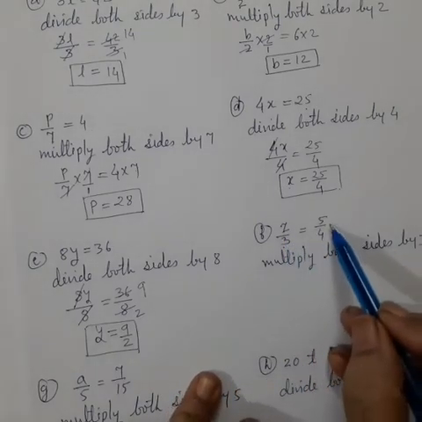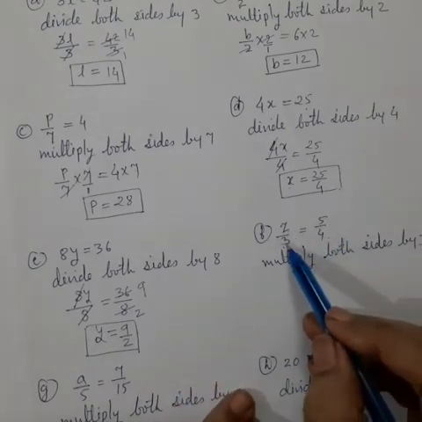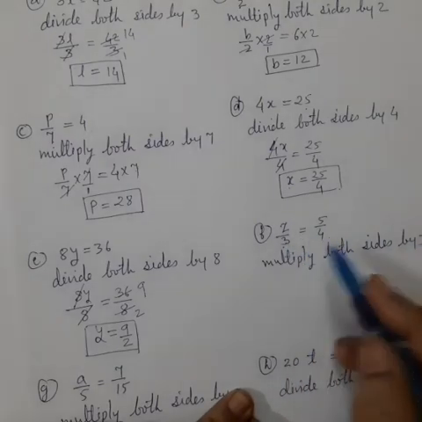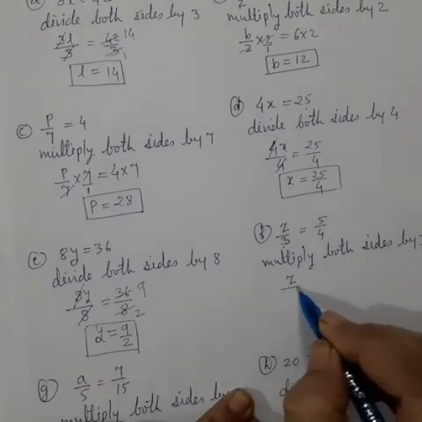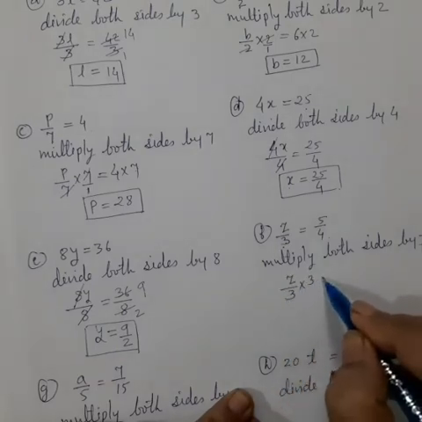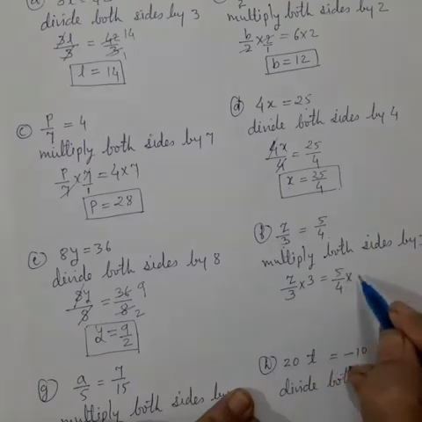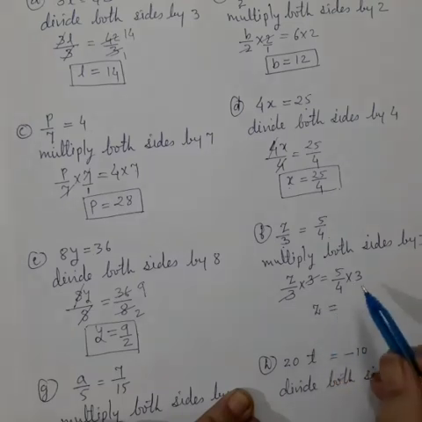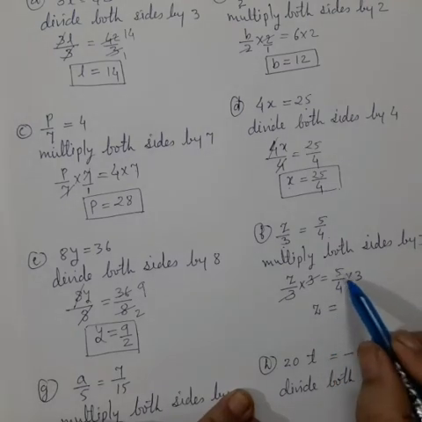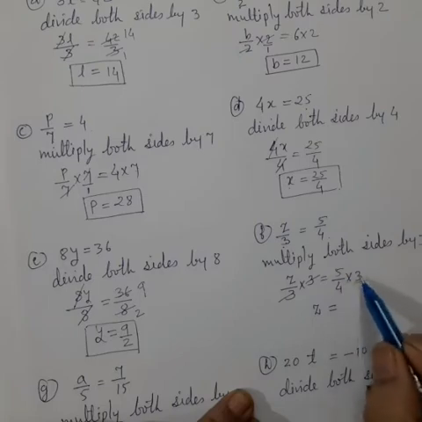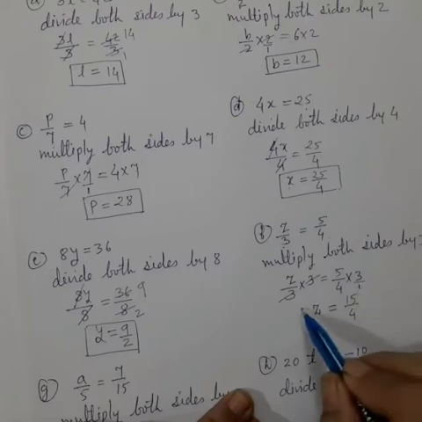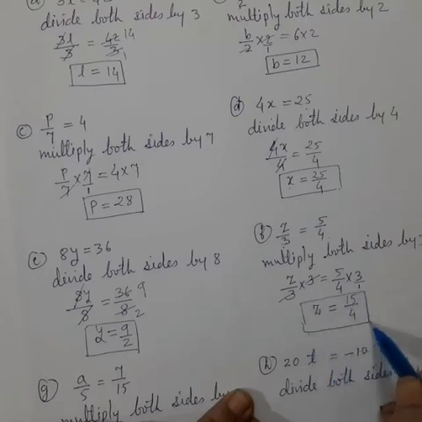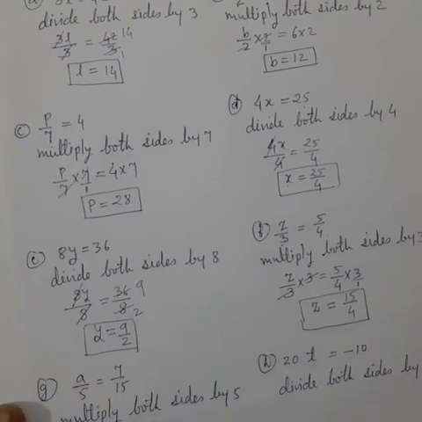z by 3 equal to 5 by 4. Now this 3 is in denominator. So to cancel it, we want 3 in numerator. So we will multiply both sides by 3. z by 3 into 3 equal to 5 by 4 into 3. This 3 will be cancelled. z on left hand side. And this 3 is in numerator. So multiply numerators. So 5 3s are 15. This denominator is 1. 4 1s are 4. So our solution is z equal to 15 by 4. Now g.